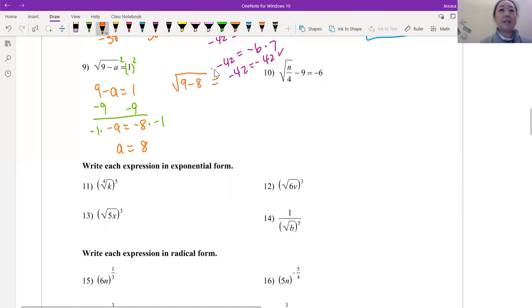9 minus 8, is that equal to 1? This is a pretty easy check. That's going to be 1 is equal to, so the square root of 1 is 1, is equal to 1. Yes, now we can box it. This is definitely the solution. Happy days. Next one.